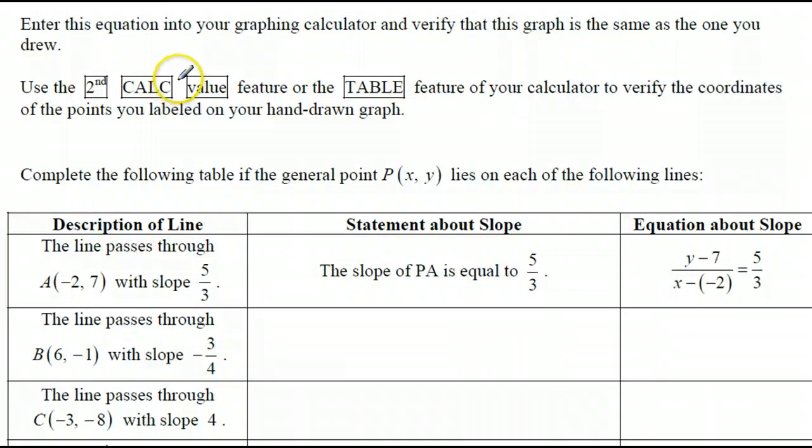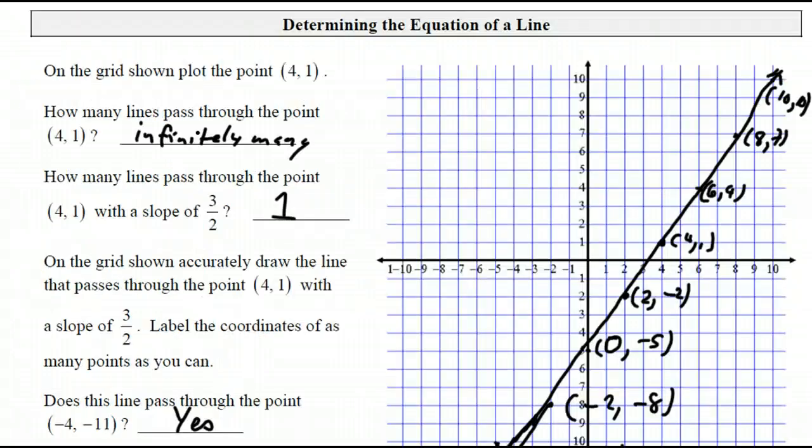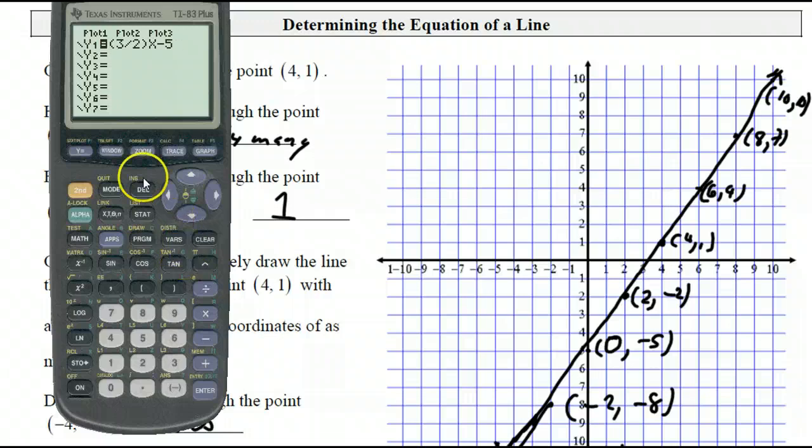Enter this equation into your graphing calculator and verify this graph is the same one you drew. Use the second calc value feature or the table feature to verify the coordinates of the points you labeled on your hand drawing. Okay, so let's go back, and I'm going to pause and open. Okay, I'm back. We're going to graph y equals 3/2 x minus 5.